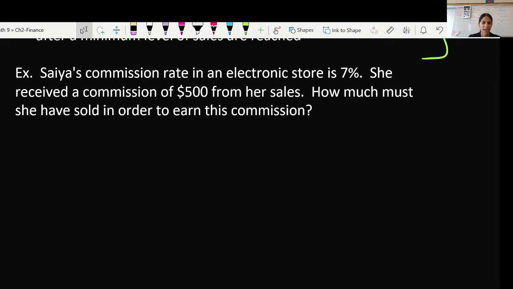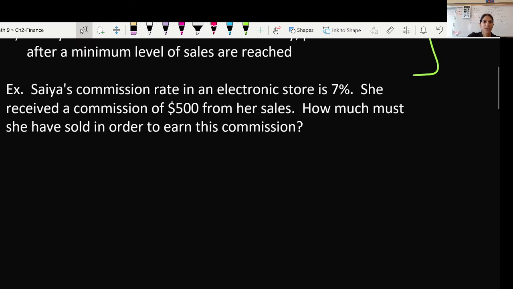First example, Saya's commission rate in an electronic store is 7%. She received a commission of $500 for her sales. How much must she have sold in order to earn this commission? Okay, we've talked about this before, but I'll revisit it again. If her commission rate is 7%, we like to change that into a decimal.